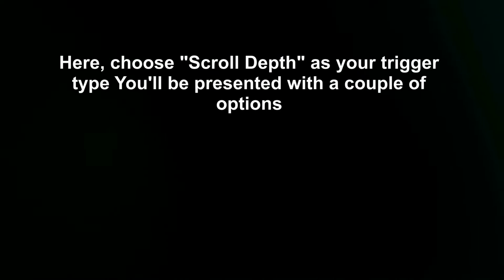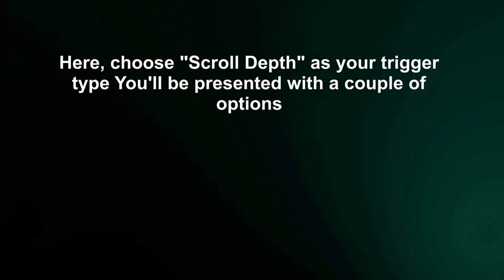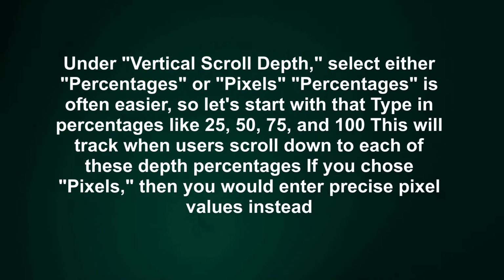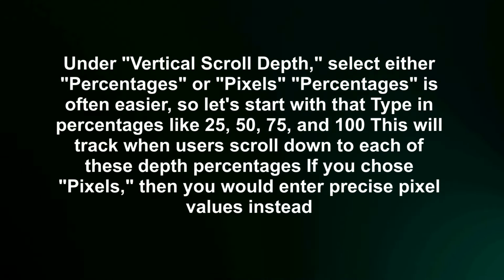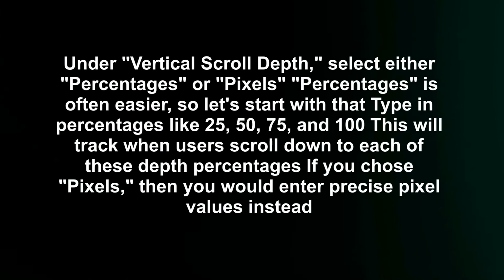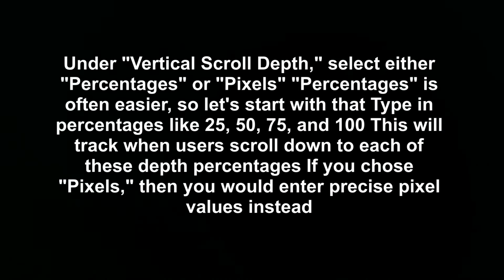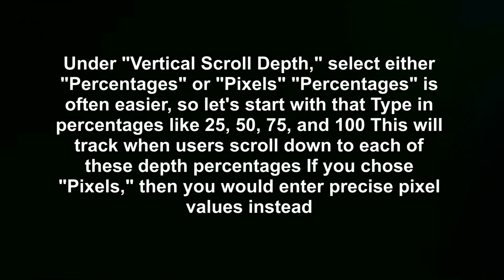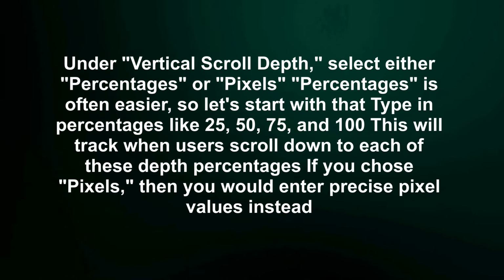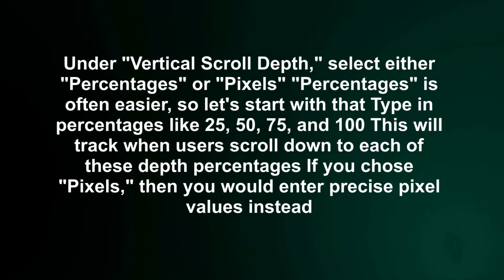Now, go to the Triggers section on the left and click New to begin setting up your first scroll trigger. Here, choose Scroll Depth as your trigger type. You'll be presented with a couple of options. Under Vertical Scroll Depth, select either percentages or pixels. Percentages is often easier, so let's start with that. Type in percentages like 25, 50, 75, and 100. This will track when users scroll down to each of these depth percentages. If you chose pixels, then you would enter precise pixel values instead.